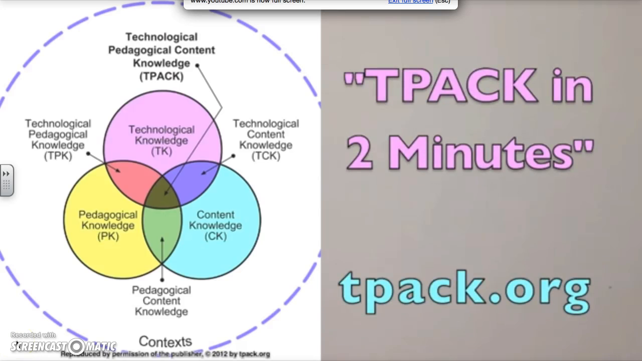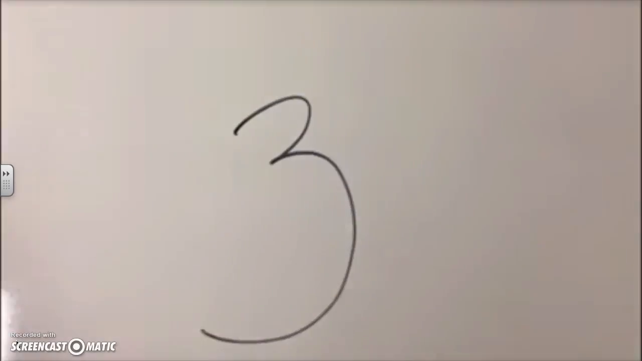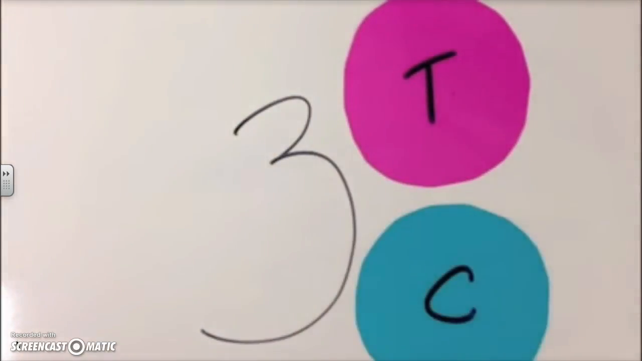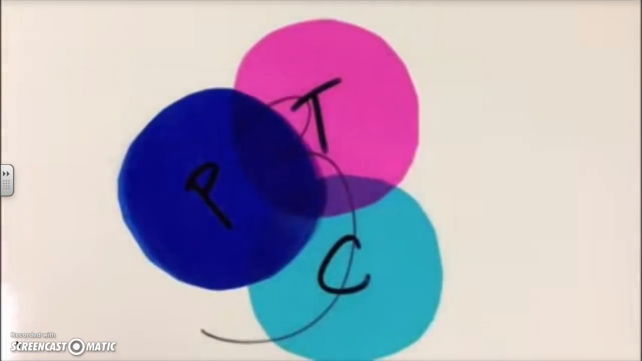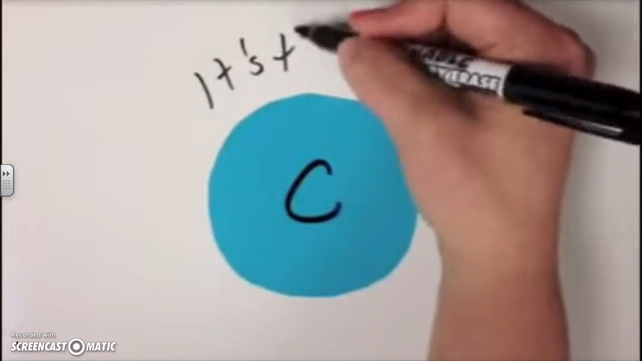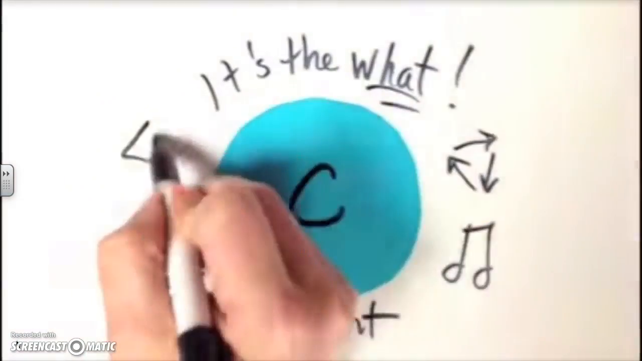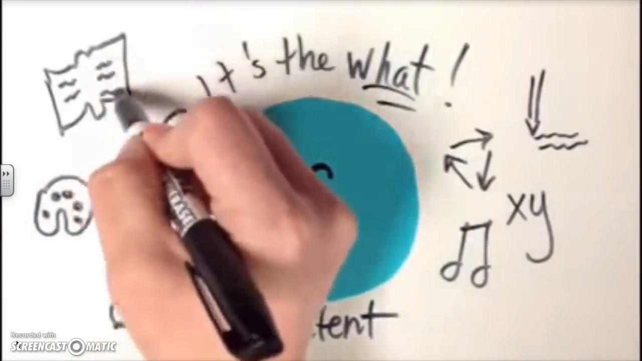Here's TPAC in 2 minutes. For more information, visit tpac.org. So first we have to ask, what is it? Well, TPAC is a framework that combines three knowledge areas: our technological knowledge, content knowledge, and our pedagogical knowledge. And it looks at how they work together to increase student motivation and to make the content more accessible to students. We look at the content as the what.